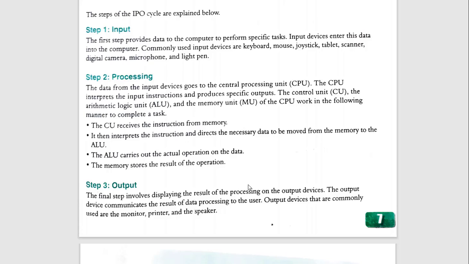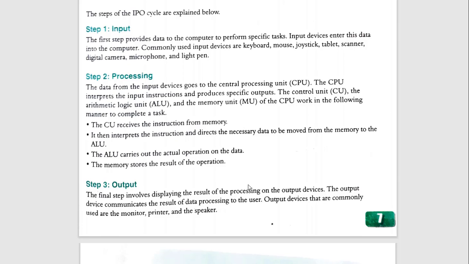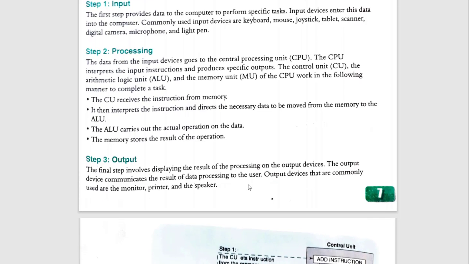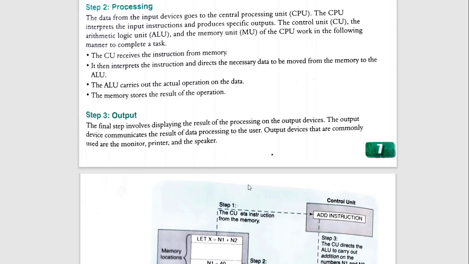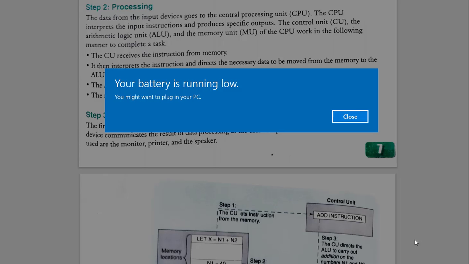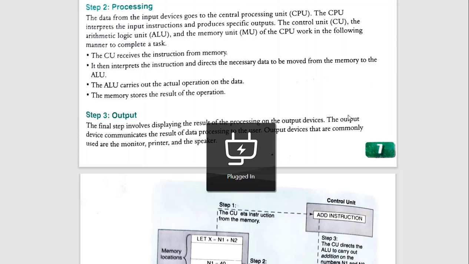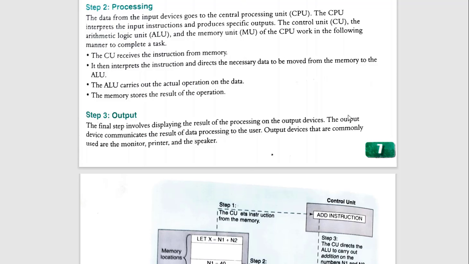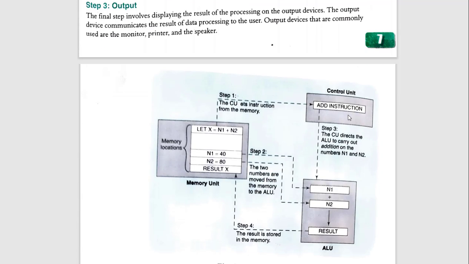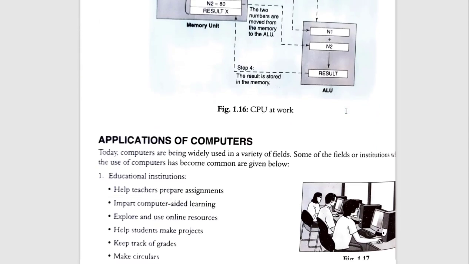Here the steps for the IPO cycle are given. You may read them. We have input through keyboard, mouse, joystick, tablet, scanner. Then we have the processing. Processing is done by the CPU, which again gets help from the ALU and MU. Then we have the output unit. In the output unit, we have the printers and the monitors.